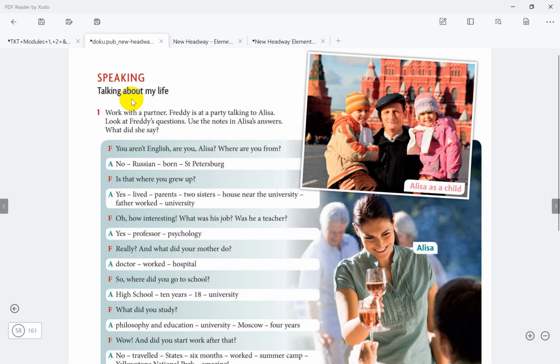Talking about speaking, talking about my life. And we have here work with a partner. Freddy is at party. Here we can see we use at since party is surrounded and small place. Talking to Alyssa. Look at Freddy's questions. Use the notes in Alyssa's answers.